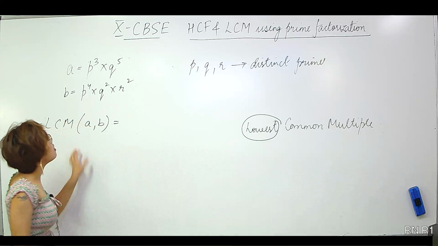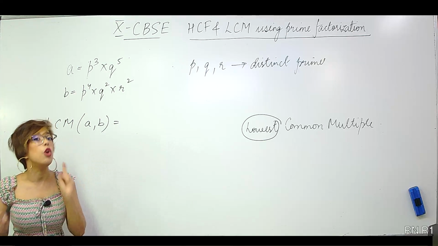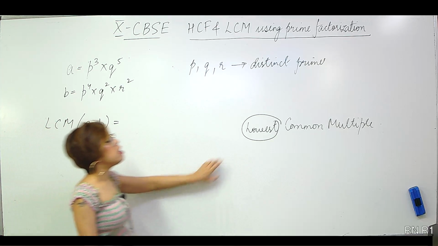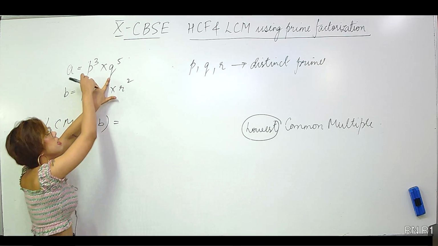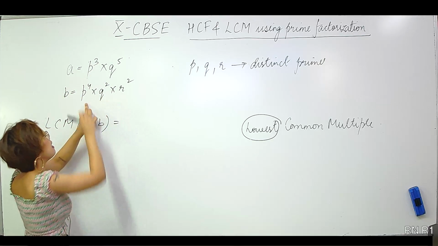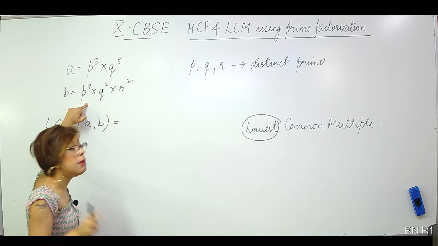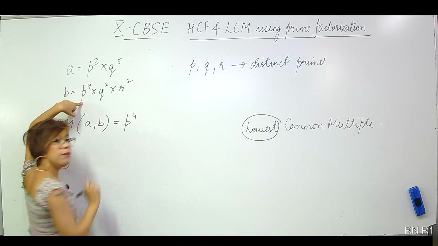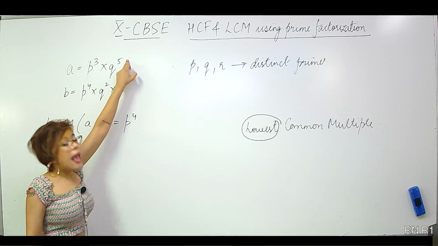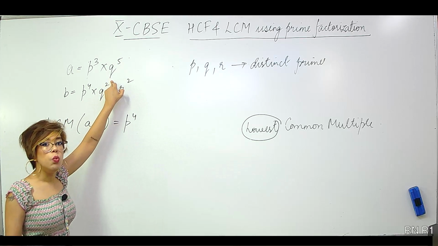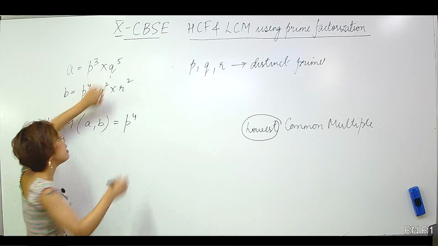Now, let's think about it. Some people know how to do it. They have memorized a slide trick, but we'll understand the logic behind it also. Since I'm interested in the lowest common multiple, first of all, I'll talk about the common multiple. Any multiple of A would have P raised to power 3, and any multiple of B would have P raised to power 4. I want the common multiple, which is present here as well as here. So in the common multiple, I should have P raised to power 4. Now, any multiple of A would have Q raised to power 5, and any multiple of B would have Q raised to power 2. The common multiple should have this as well as this, so I will make sure it has Q raised to power 5.